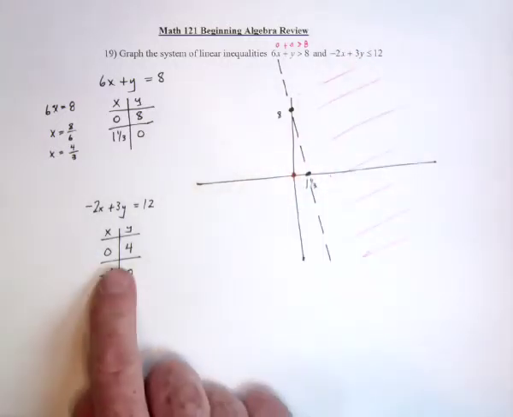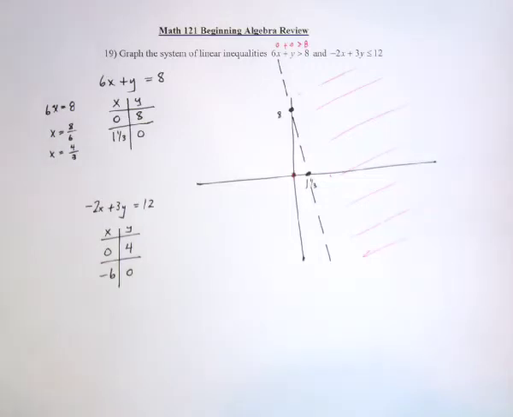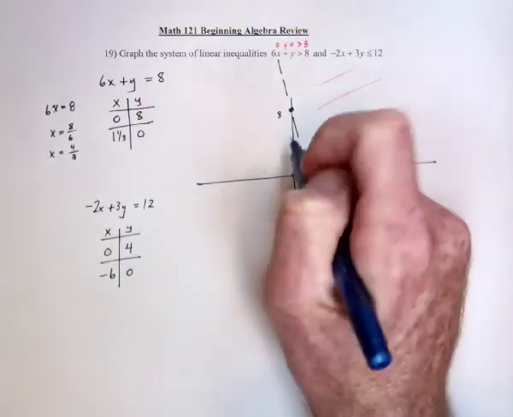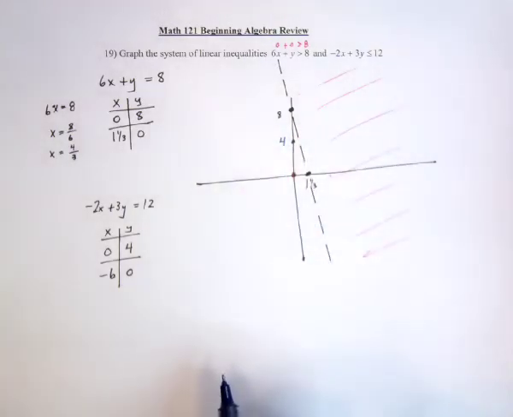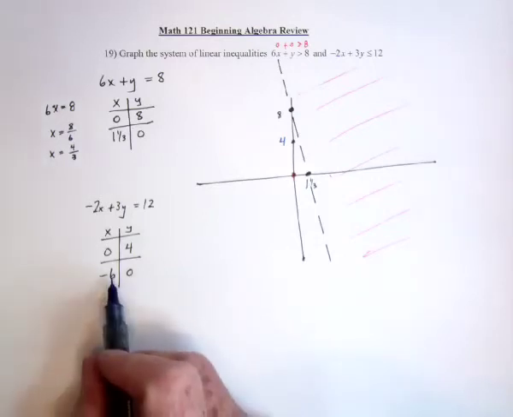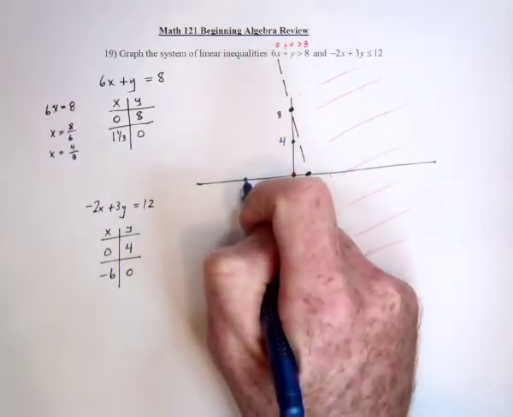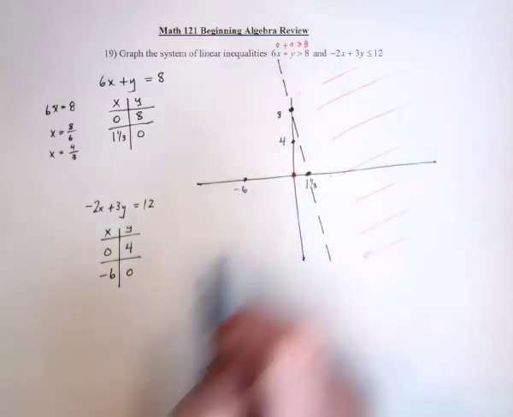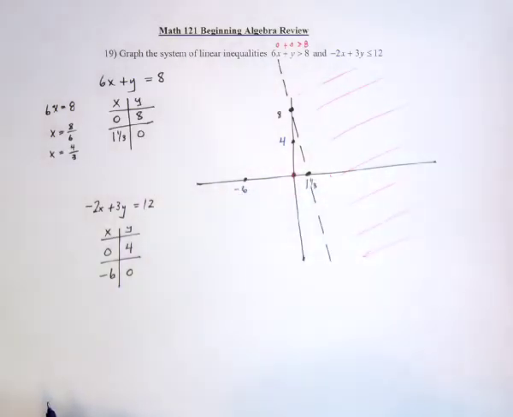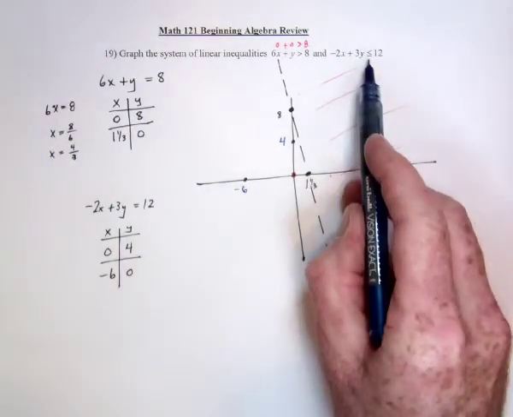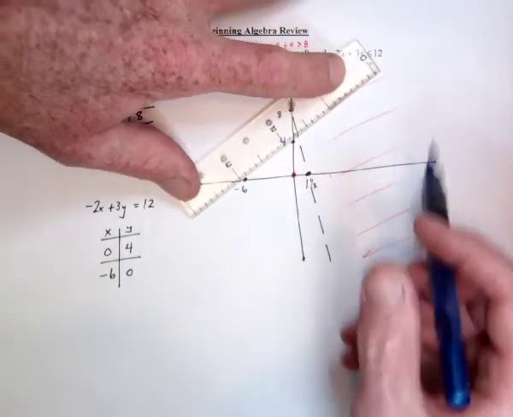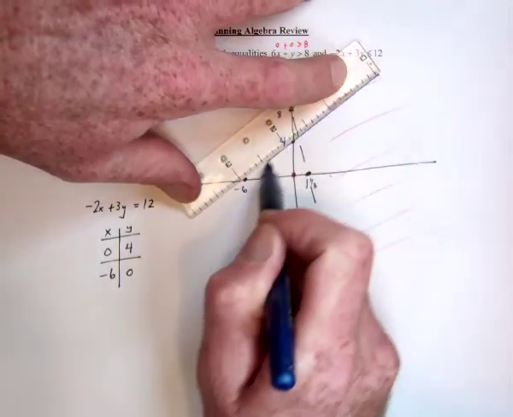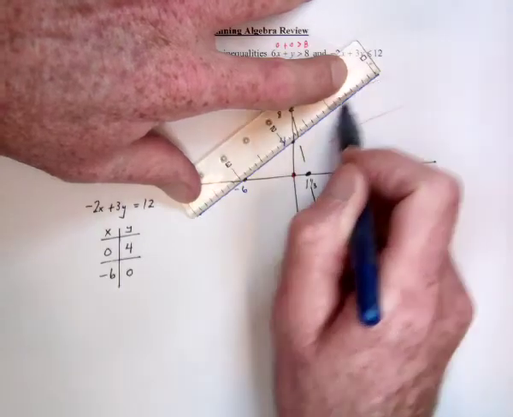Okay, now to this line. So we go to 0, 4. So 0 for x and 4. I'm going to make this one blue so I can tell the difference. And then this one says x is negative 6, so about over here. And y is 0. And this one does have the equal, so it's going to be a solid line. Nice straight blue line.